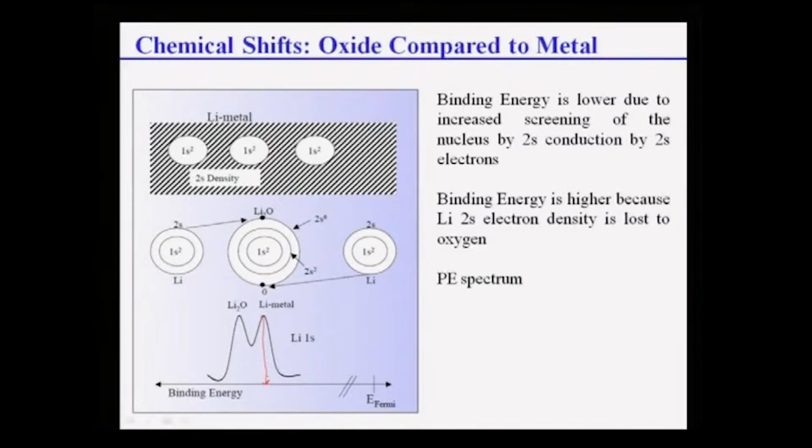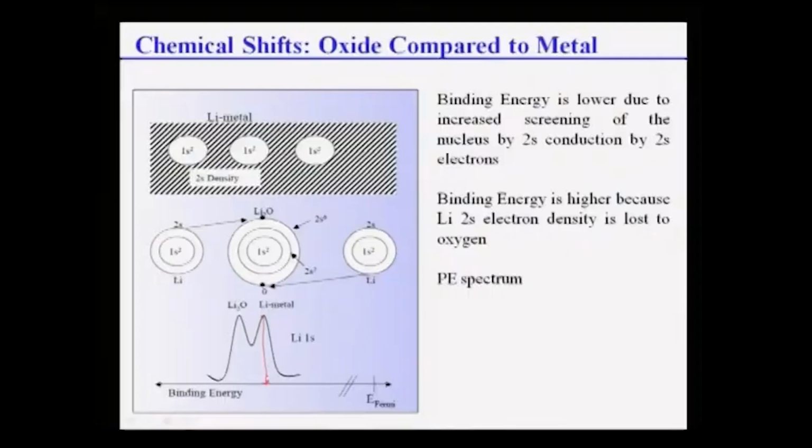Lithium gets oxidized, it forms Li2O. That means 2 lithium atoms each give 1 electron to the oxygen atom. So the oxygen becomes doubly negatively charged, and the 2 lithium ions become singly positively charged, and that is how these 2 opposite charges attract and form a compound.